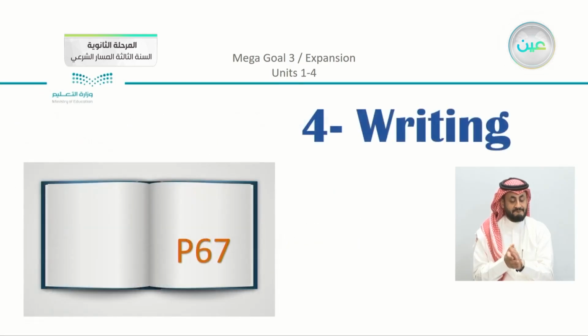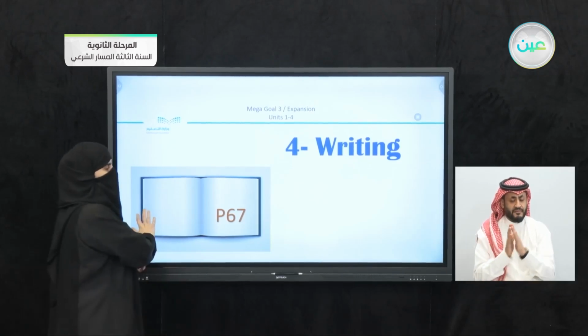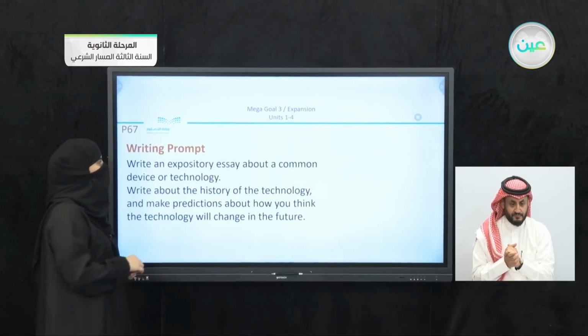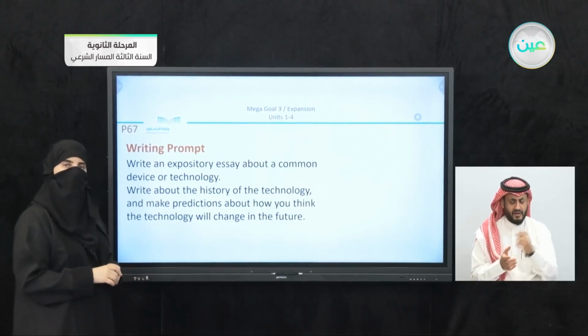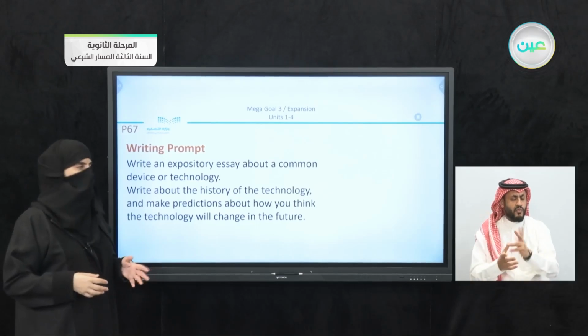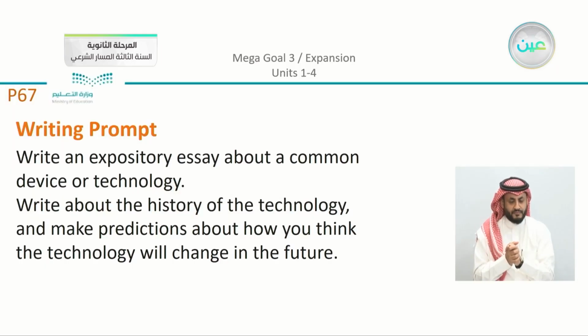Now going back to the idea of writing. We have writing on page number 67. We are going to see what we have here. Now we have the writing prompt. We did write different essays throughout the units, but we are going to see what we have next. Now write an expository essay. Do you remember the word expository? Expository essay about a common device or technology.